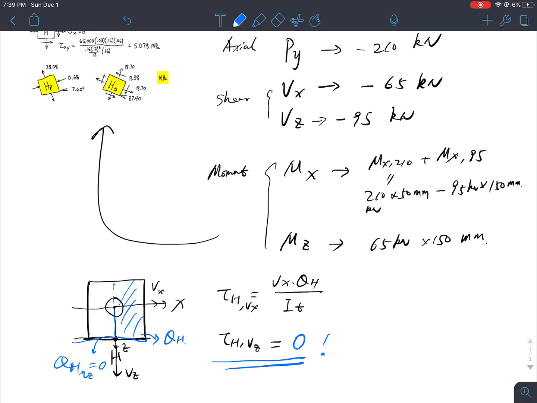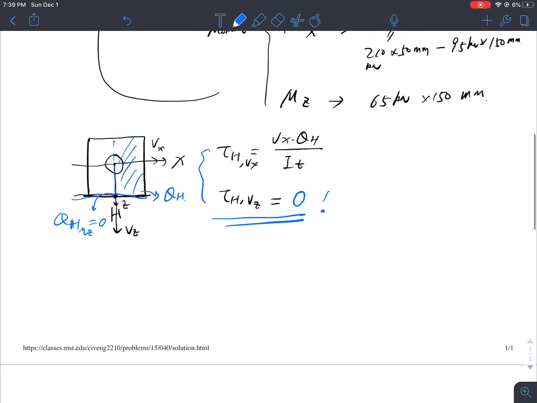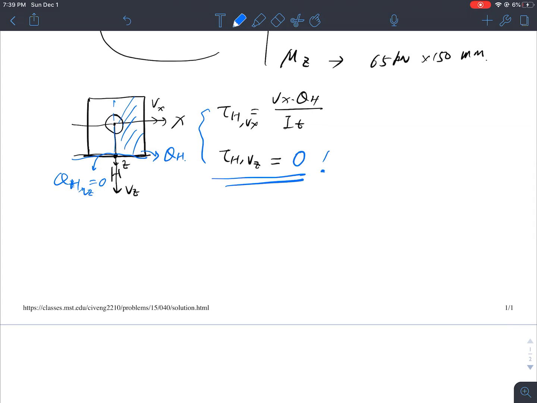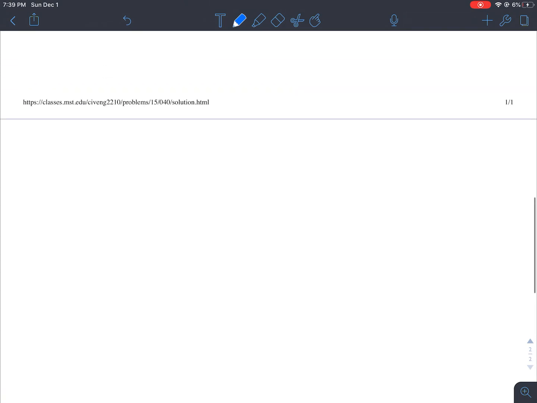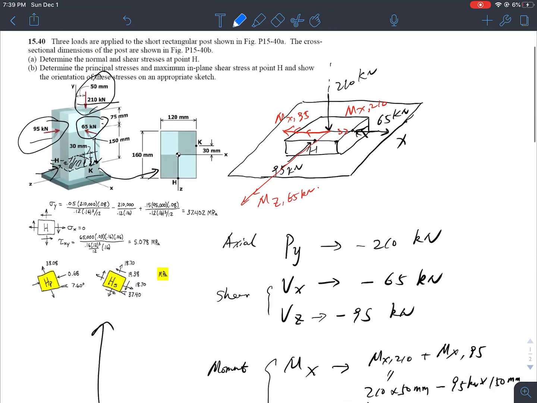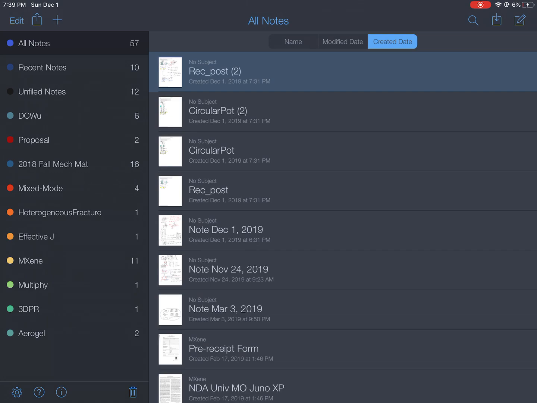So not necessarily do you have shear stress generated from a shear force. It depends on the location. This is the tip, so you have to be careful on the location. Good.